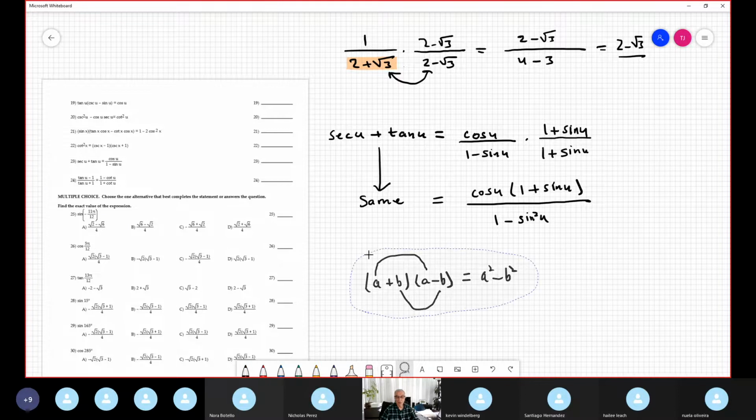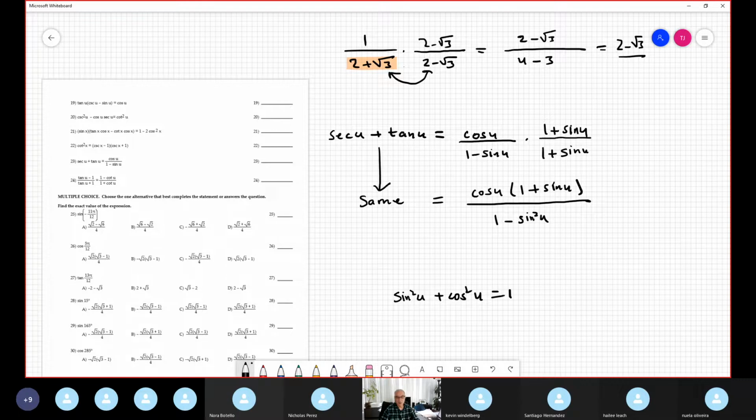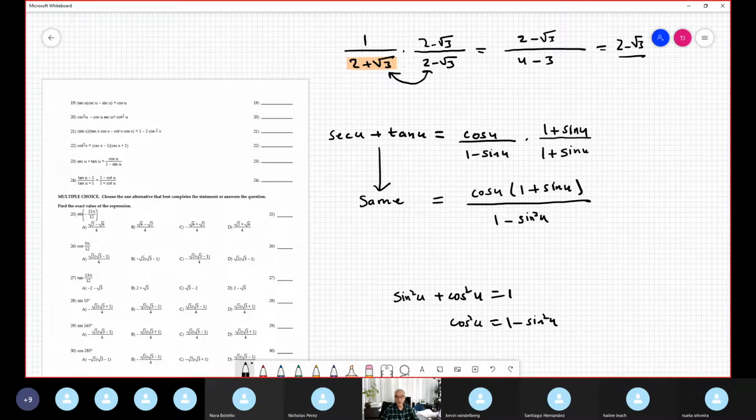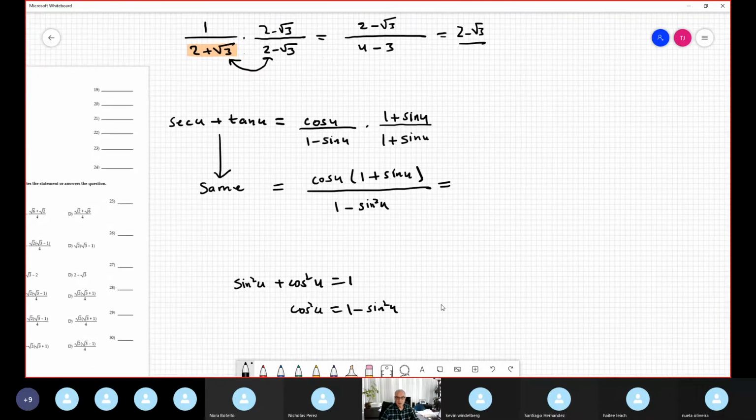Okay, now I know with the Pythagorean trigonometric identity that says sine squared plus cosine squared is equal to 1. Suppose that I want to isolate cosine. Cosine squared is equal to 1 minus sine squared. It's identical to this. So I can manipulate this: you replace 1 minus sine squared with cosine squared. And at the top we have cosine u times 1 plus sine u.